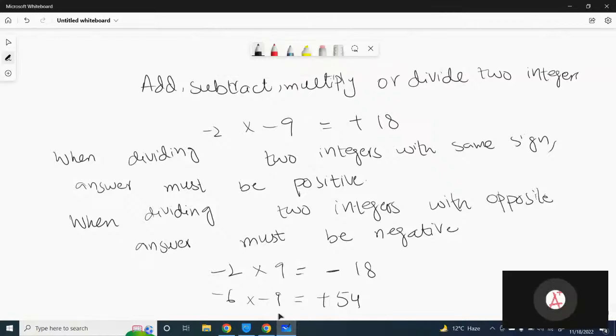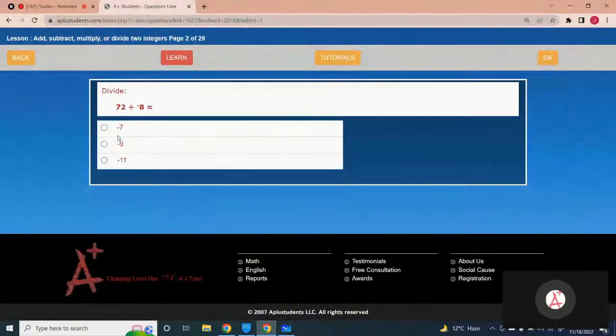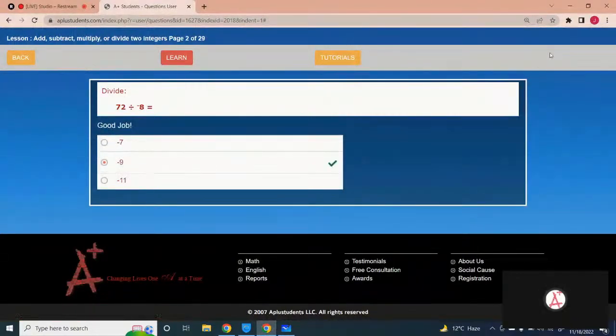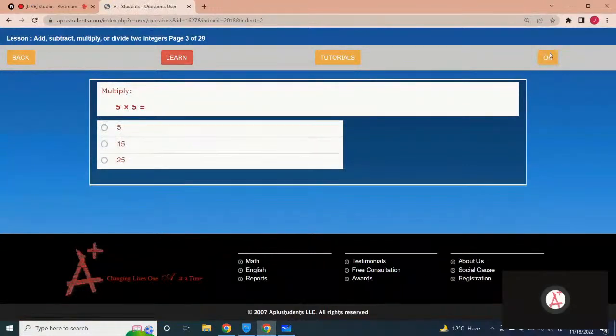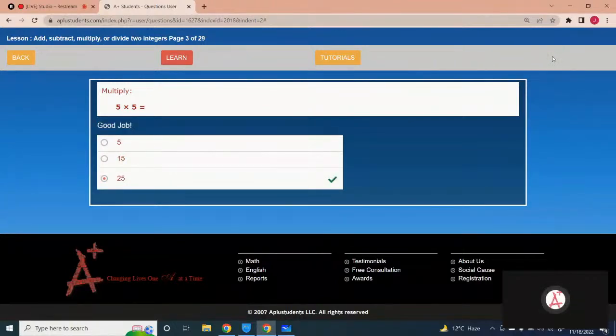Okay, you have it, it would be negative 9. Very good. 8 times 9 is 72. It would be negative 9. Okay, the next one is 5 times 5. So 5 times 5 is 25. Both the numbers are positive, so the answer must be positive. Got it?